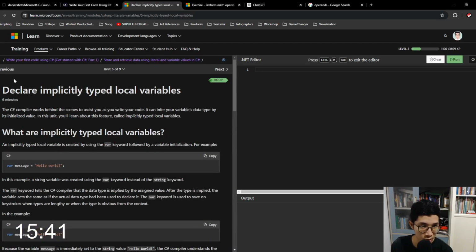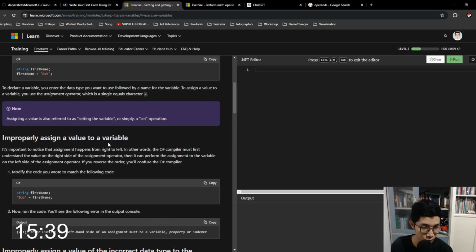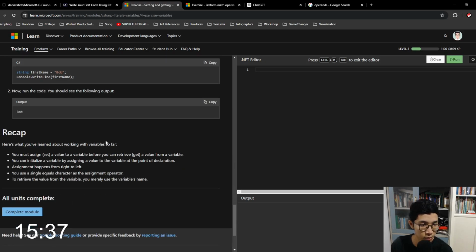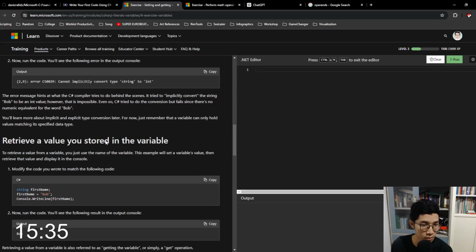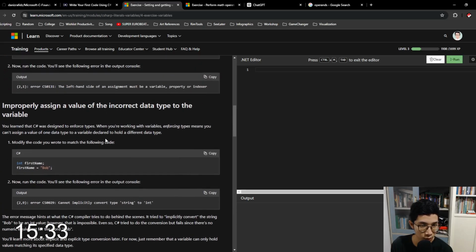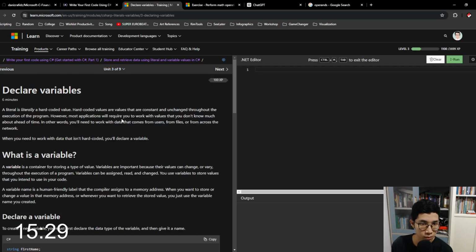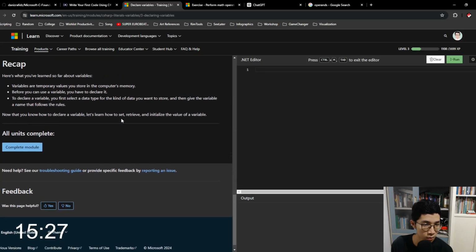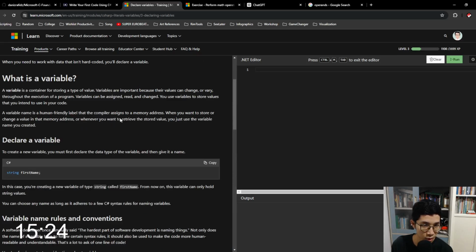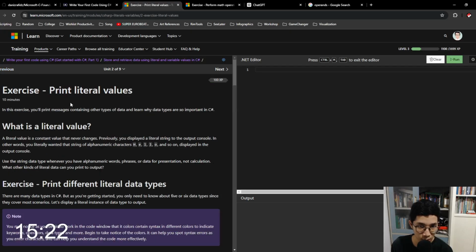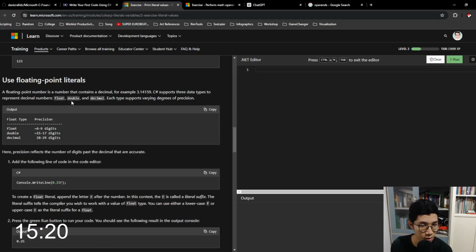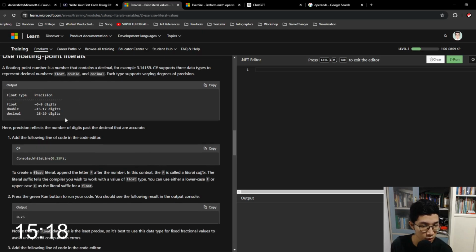Wait, not this one. The previous one. Where is float? Where is float? Not variable. I think the previous one. Yes, this one. Literal suffix. It's literal suffix.